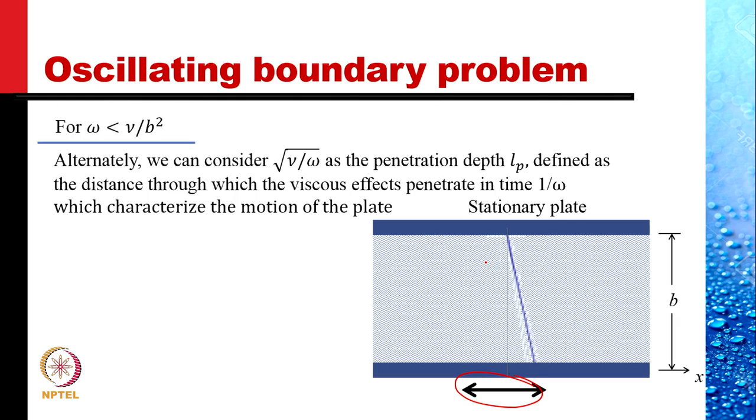And if this penetration depth is much larger than b, then the effect penetrates through the distance b almost instantaneously. Same thing as before, except here we interpreted in terms of penetration depth, and earlier we interpreted in terms of penetration time. Penetration time is the time it takes for the effect to penetrate through distance b.